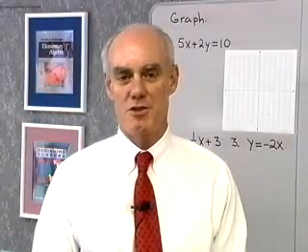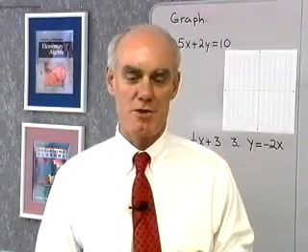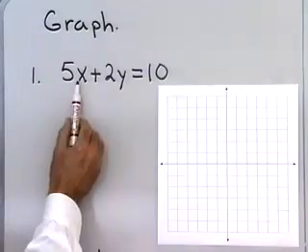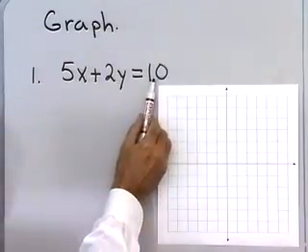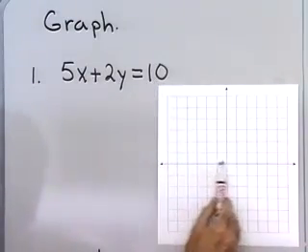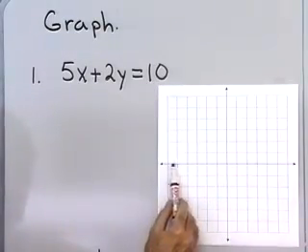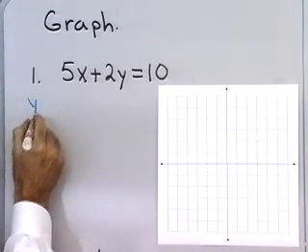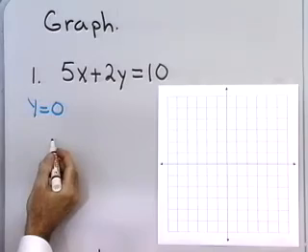We want to continue graphing straight lines now by seeing where the graphs cross the x-axis and the y-axis. So here I have the equation 5x plus 2y is equal to 10. We want to see where this graph crosses the x-axis, and we know that any point on the x-axis has a y-coordinate of 0. So I'm going to let y be equal to 0 to find my x-intercept.